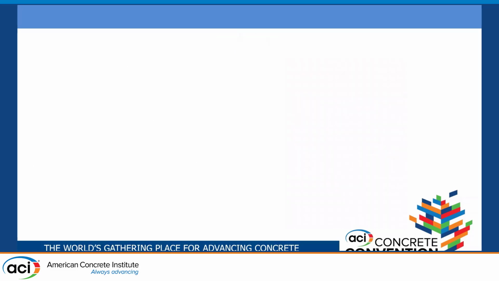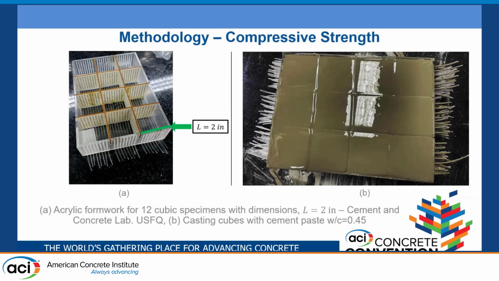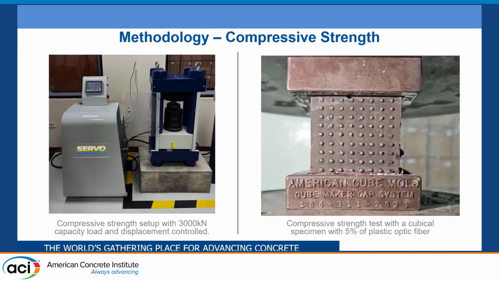So first, we're going with compressive strength. In the compressive strength, we used an acrylic mold that was designed using AutoCAD, and then we used a laser to cut the holes. With this formwork, we have a total of 12 cubes, so we can perform the compressive strength test. The compressive strength test we use is the ASTM C109, which gives us the procedure to obtain the compressive strength of cubical specimens. Here we have the compressive machine that we used, and on the right we can see a test being performed.